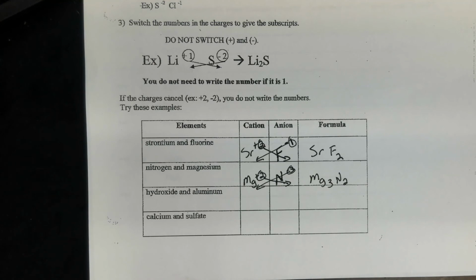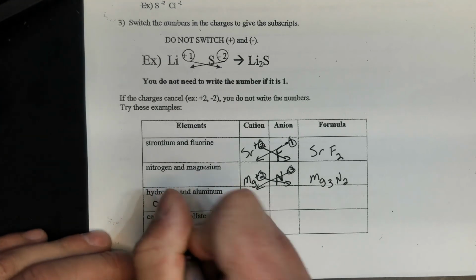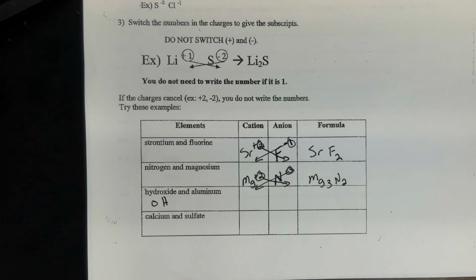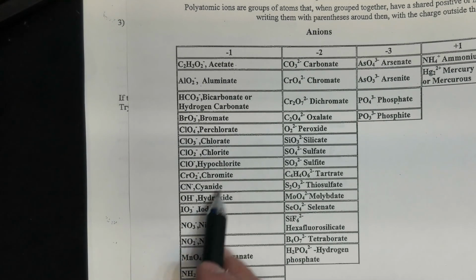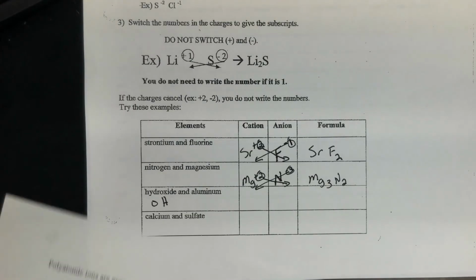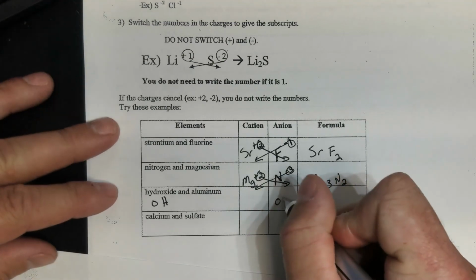Next one, we've got hydroxide and aluminum. So hydroxide is one of those polyatomic ions. It's going to be OH. There is no hydroxygen on the periodic table. So when we look at the -1 column, we've got a hydroxide. We know the hydroxide is a -1. So that's going to be our anion.